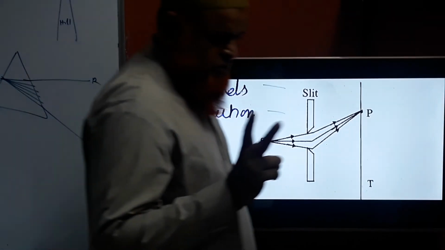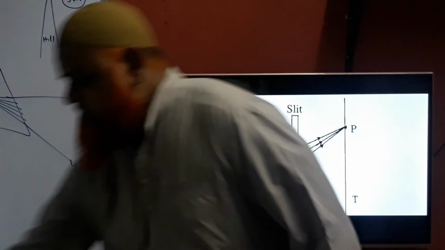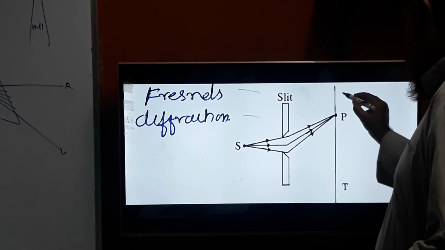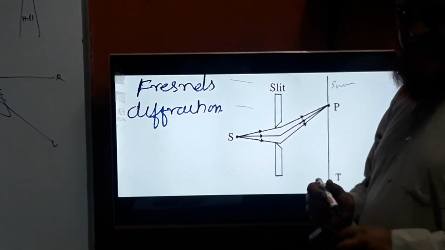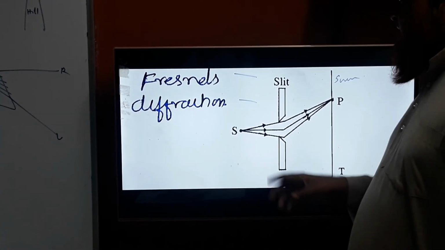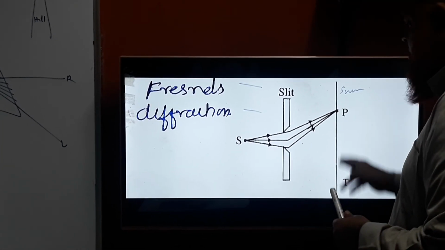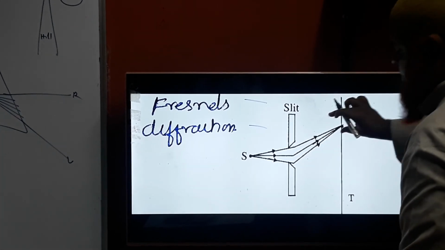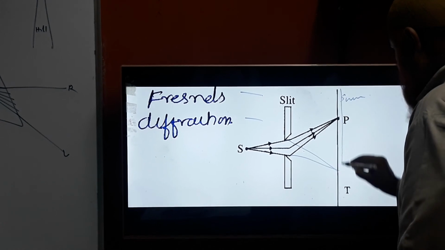In diffraction also there are two types. One is Fresnel diffraction, another is Fraunhofer diffraction. What do you mean by Fresnel diffraction? See, if the source and the screen, this is going to be the screen, have a finite, very small distance between them, then what is going to happen? After crossing the slit, the light falls in the form of fringes. So light falls here, it bends like this. It doesn't mean it is going to bend only in this direction. It bends like this also.